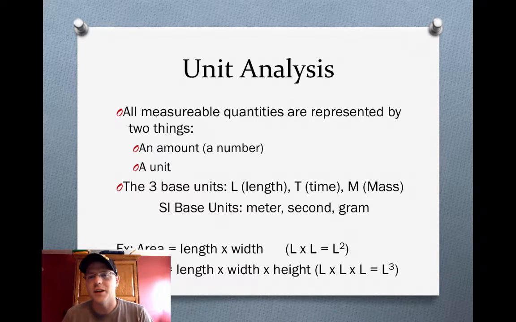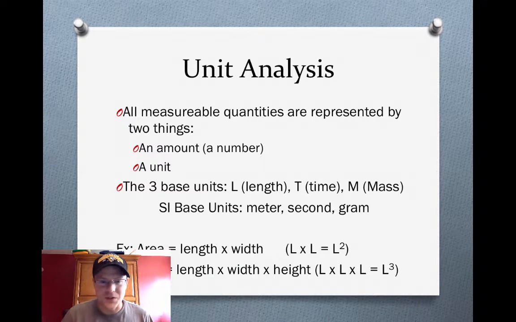So all measurable quantities are represented by at least two things: an amount, so some type of number, and a unit. What I mean by that is your speedometer. If you're going 60 miles an hour, that's 60 units of length, which in this case you guys are using miles, over 1 unit of time, which is an hour.